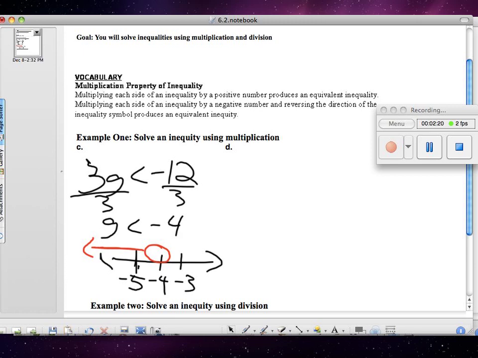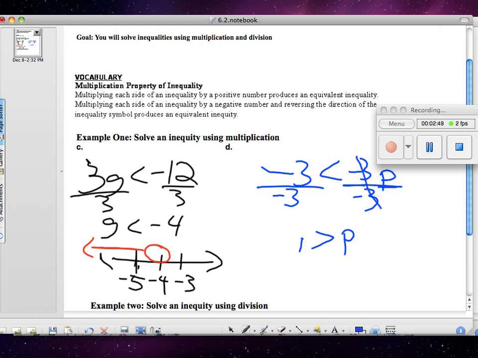We've got negative 3 is less than negative 3p. Now, just like the last time, we're going to divide both sides by a negative 3. But remember that rule in the vocabulary, when you divide by a negative, you have to flip the inequality. So negative 3 divided by negative 3 is 1, but we flip the inequality to go the other way, p, because these are canceled. Is everybody following me? We moved a negative over by multiplying or dividing. We have to flip the inequality.